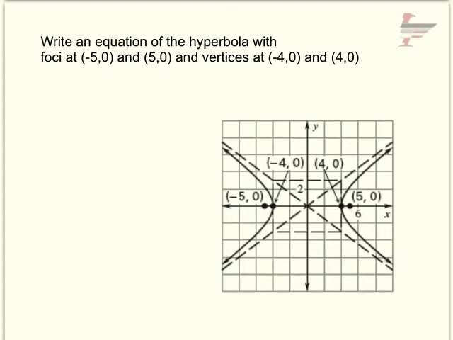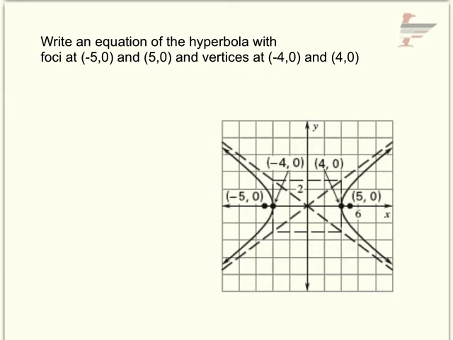Okay, this one is the reverse. Write an equation of a hyperbola with foci at (-5, 0) and (5, 0), and vertices at (-4, 0) and (4, 0). Now, I've sketched a graph of this already. It's totally optional. You may or may not want to sketch a little picture off to the side, not that you have to get as elaborate as that graph is.